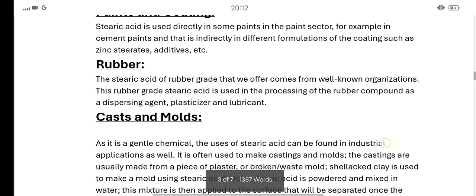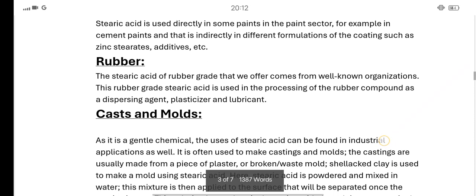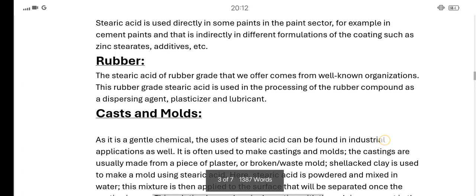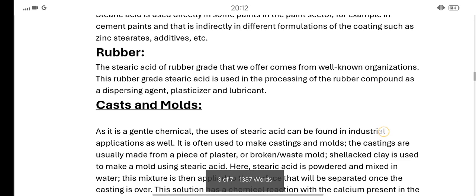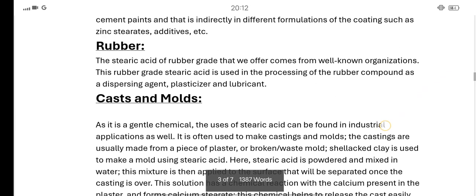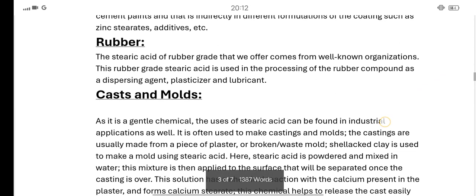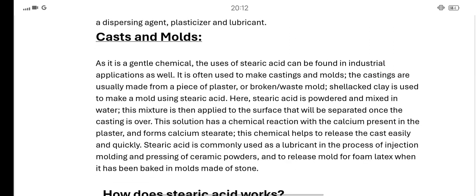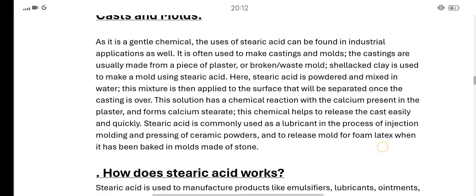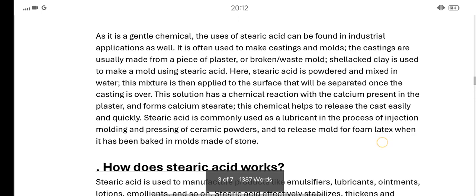So it's used in rubber. Stearic acid of rubber grade often comes from well-known organizations. This rubber grade stearic acid is used in the processing of rubber compound as a dispersing agent, plasticizer, and lubricant. As it is generally a chemical, the use of stearic acid can be found in industrial applications as well.